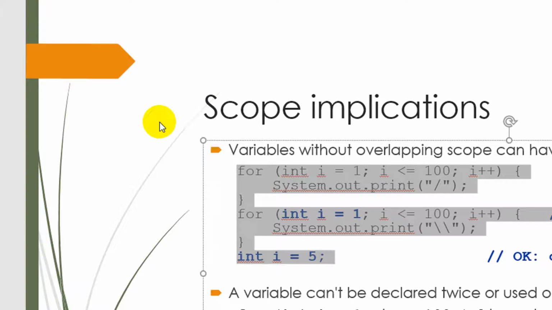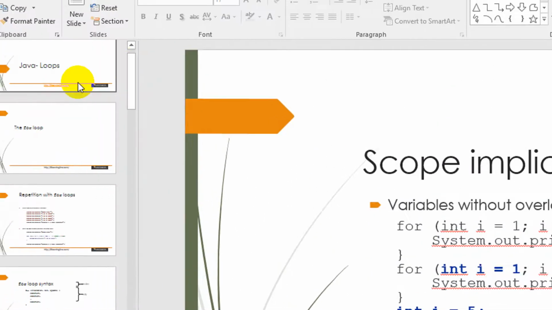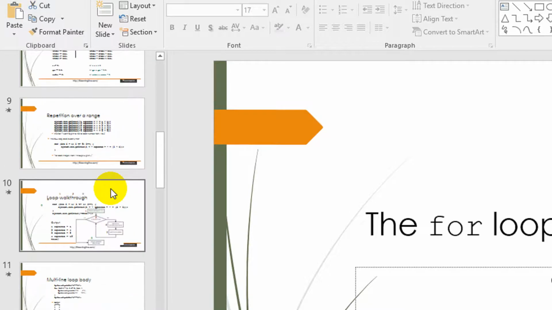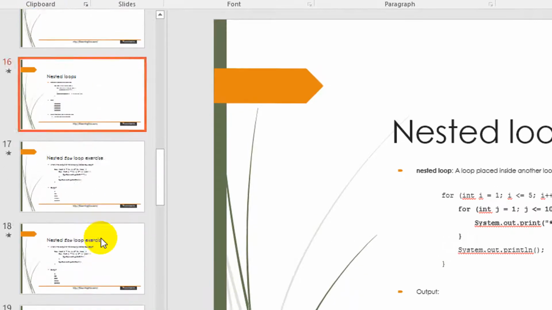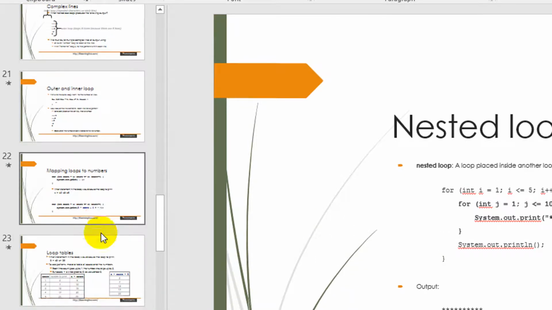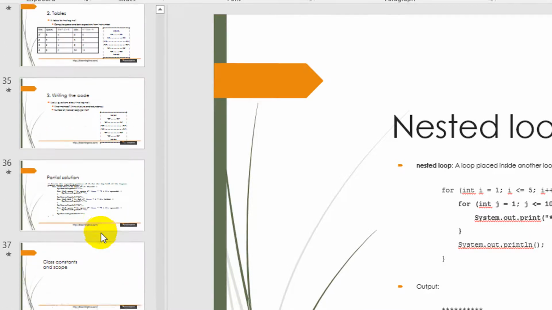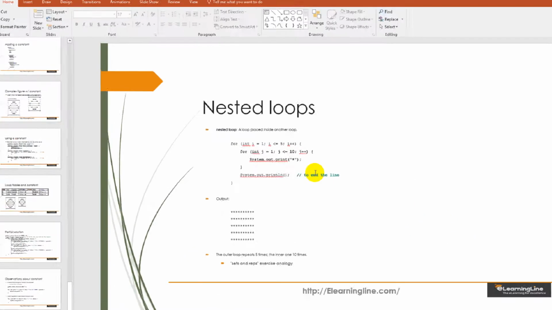So now, in this lecture, we have covered very important points about the for loop and nested for loop. We did talk about nested for loops. Then we talked about class constants. Then we talked about the scope of a variable. These are very, very important topics, right?